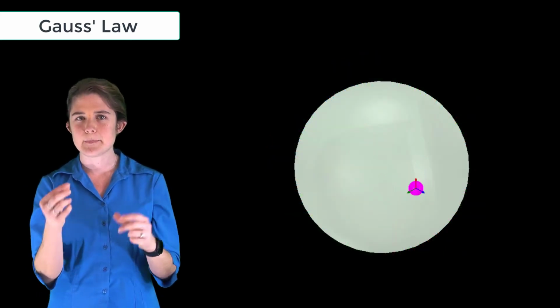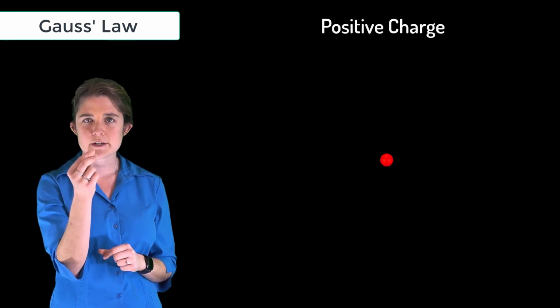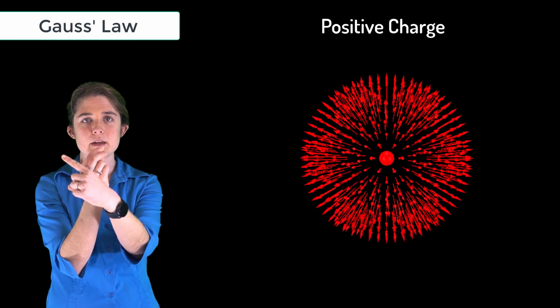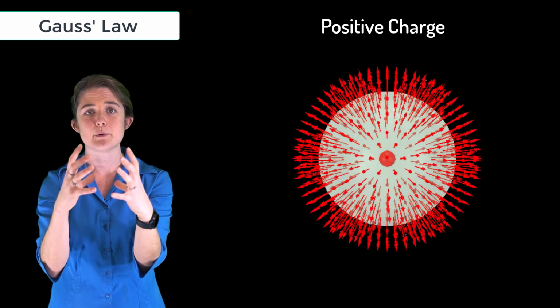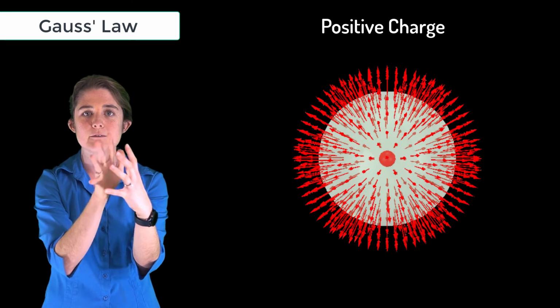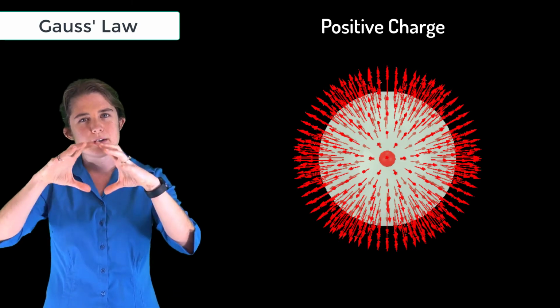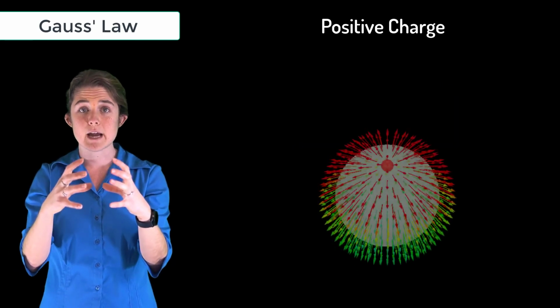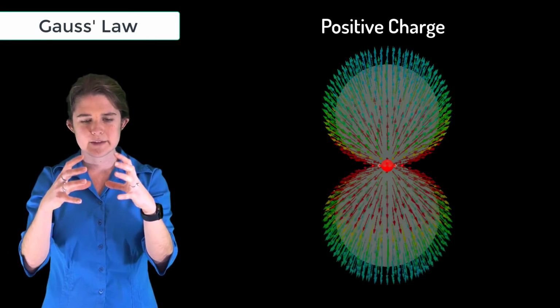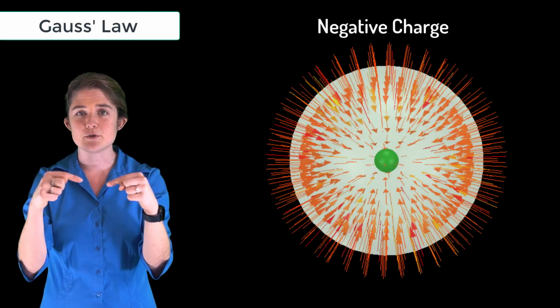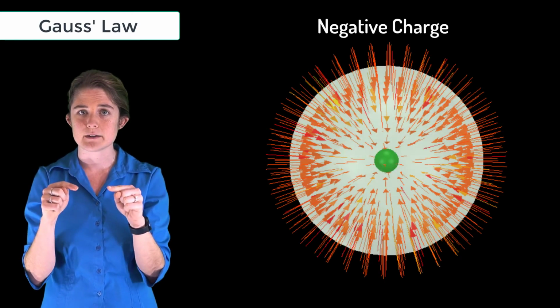Think of it this way. If you have a positive point charge, all its electric field vectors are pointing straight out. If you draw a sphere around that point charge, the surface of the sphere will catch all those outward pointing field vectors. So even if you can't see inside the sphere, you know from seeing those outward pointing field vectors that there's a positive charge in there. Similarly, a negative charge will result in inward pointing field vectors.